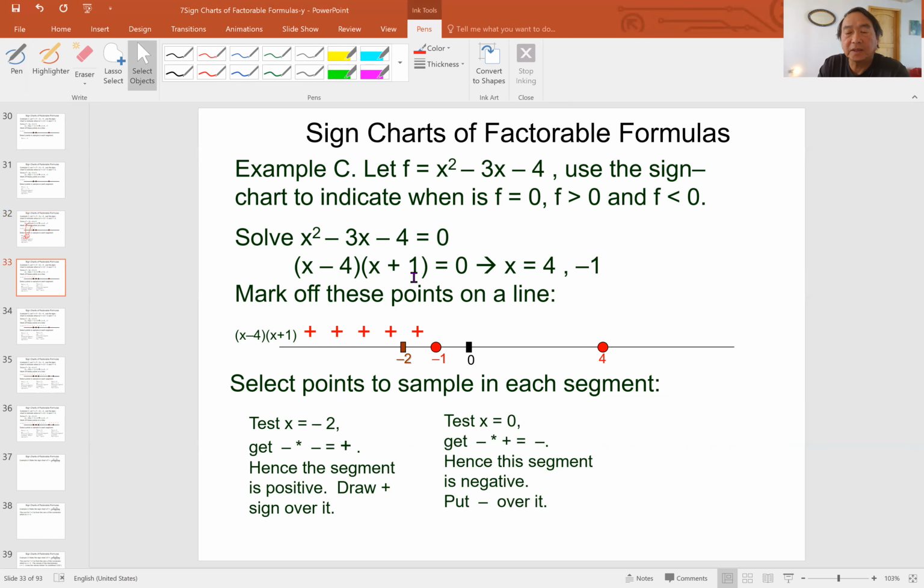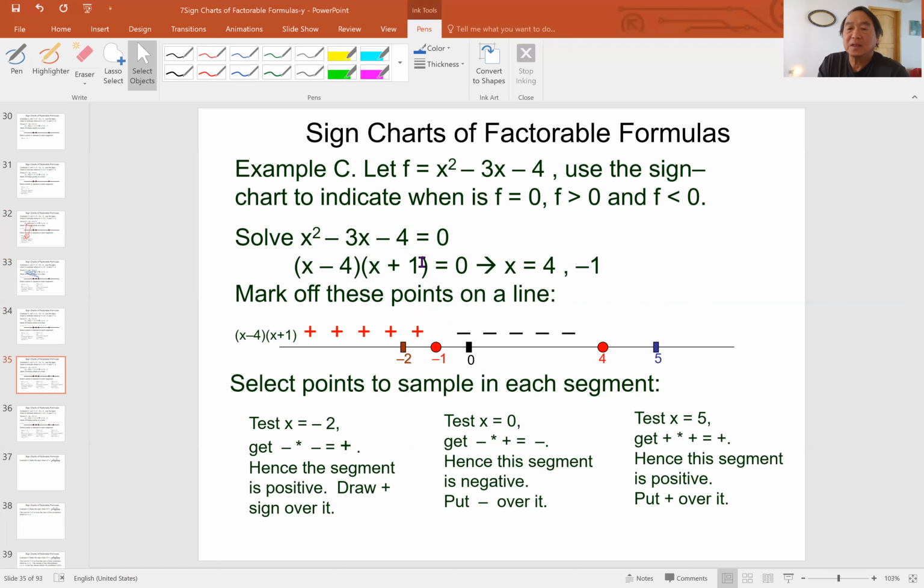So multiplying them gives positive. And if I test 0 in the middle segment, putting 0 in for x, I will get -4 times +1. I get a negative sign. I don't really care what the number outcome is, but rather what the sign is. So putting 0, I will get a negative number. Similarly, if you put 5 in, you will get a positive number times a positive number, so you get a positive number. Therefore, this entire segment to the right-hand side is the positive side.